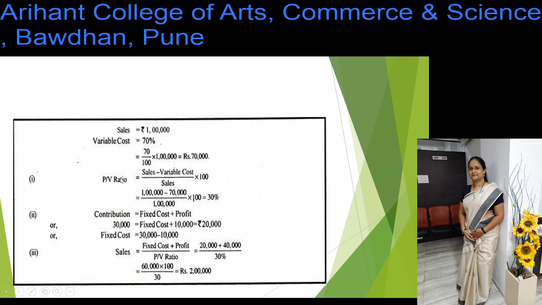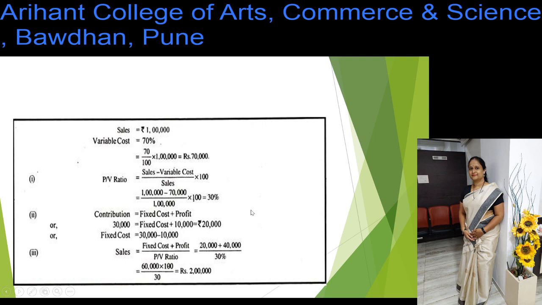Then we can calculate PV ratio. Formula is sales minus variable cost divided by sales into 100. So this sales minus variable cost is your contribution. Okay. In previous slides we have seen contribution divided by sales into 100. So this sales minus variable cost is termed as a contribution. So PV ratio is equal to contribution divided by sales into 100. Now you have sales 1 lakh minus variable cost 70,000, which we have identified here, divided by 1 lakh into 100, and it gives you your 30% of PV ratio.